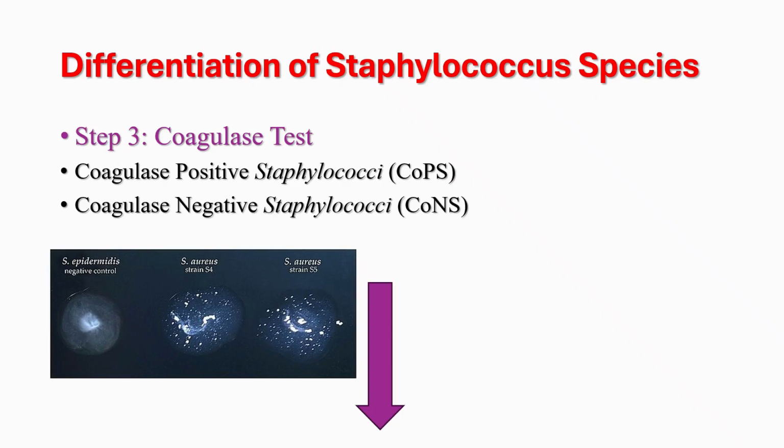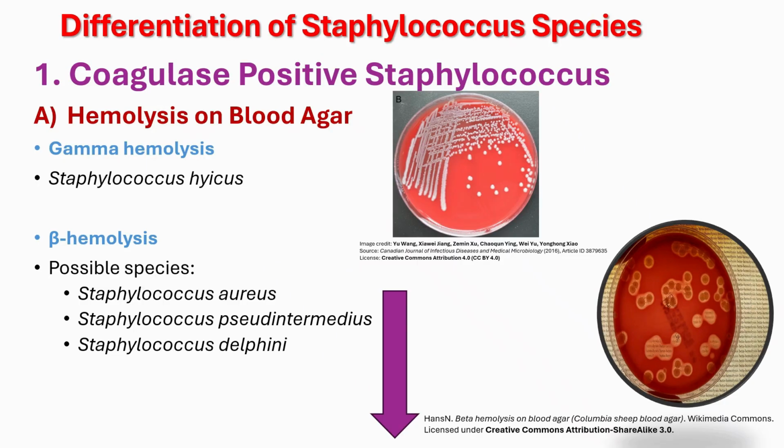Therefore, by systematically applying gram staining, catalase test, coagulase test, and further additional biochemical reactions, we can accurately differentiate Staphylococcus, Streptococcus, and other gram-negative cocci in clinical and veterinary diagnostic laboratories. Now we learn how to differentiate coagulase positive Staphylococcus.